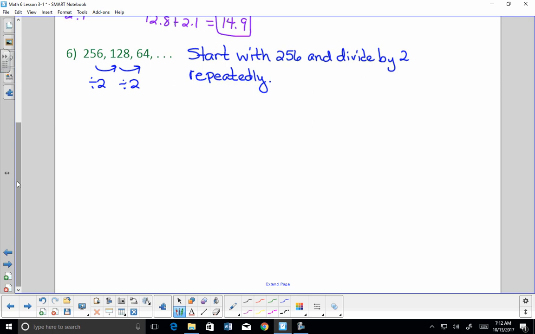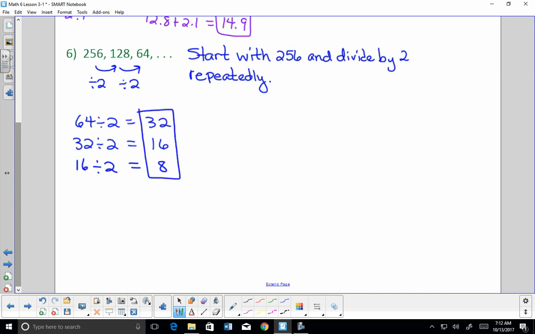Now I need to find my next 3 terms. So if I take 64 and I divide that by 2, I get 32. If I take 32 and I divide that by 2, I get 16. And if I take 16 and I divide that by 2, I get 8. And obviously, if you need to show the division off to the side, you need to do that so that people can understand what you did. And this is lesson 3-1.